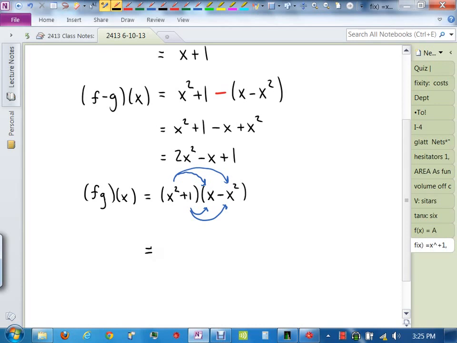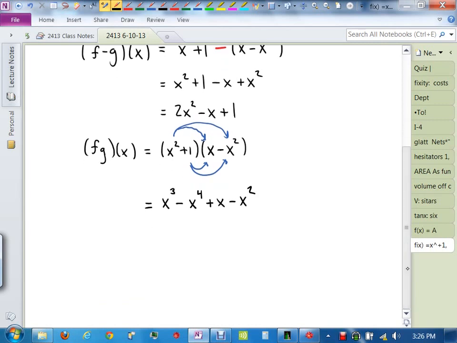So x squared times x is x cubed, right? x squared times negative x squared is negative x to the 4th, plus x minus x squared. Oh, we don't even have any like terms, do we? So I could leave it like that, or I could put it in descending order. I'm just going to leave it. What about division?